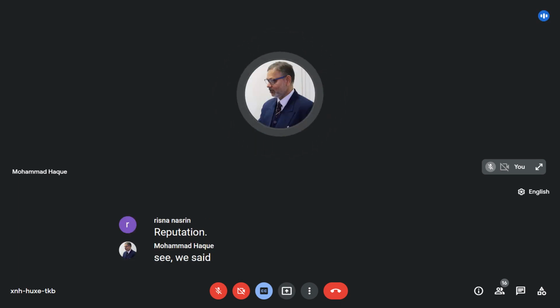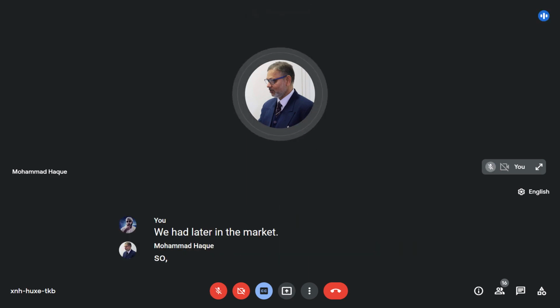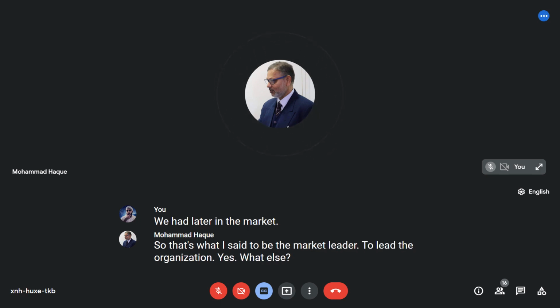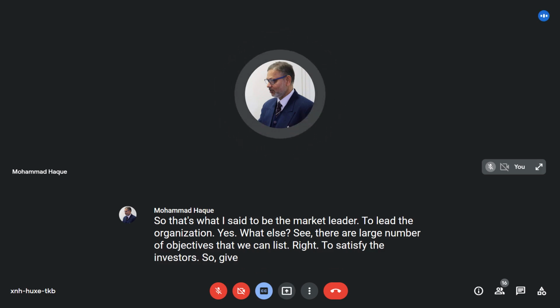See, we said being model employer is basically covering all that part, beta. So that's what I said, to be the market leader, to lead the organization. Yes. What else? See, there are a large number of objectives that we can list, right? To satisfy the investors, to give them a return on investment.